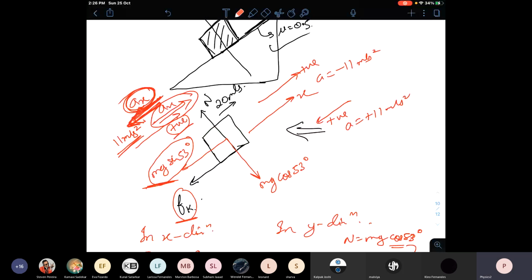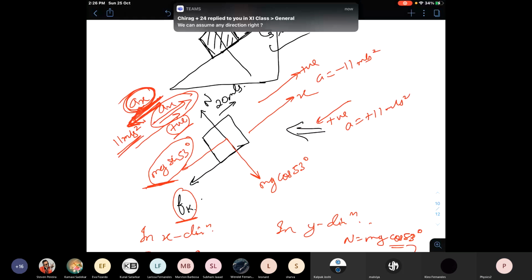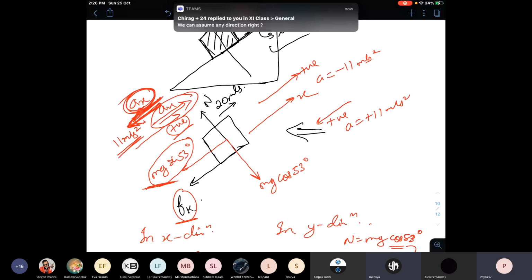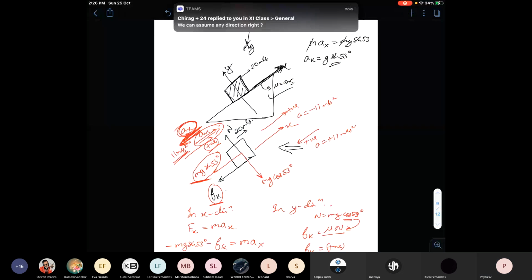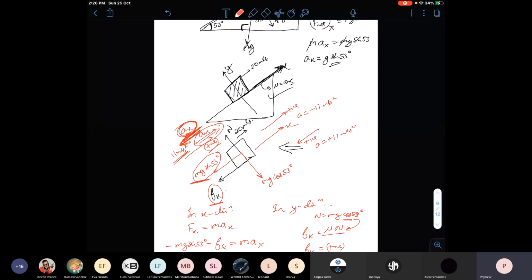Okay, is it clear? Yes, you can achieve any direction. The relative direction you are getting is that its acceleration is towards the ground. Finally, you can say that the acceleration of the block is towards the ground. That's it. It is not away from the ground. That is a more understandable direction, instead of saying plus and minus.